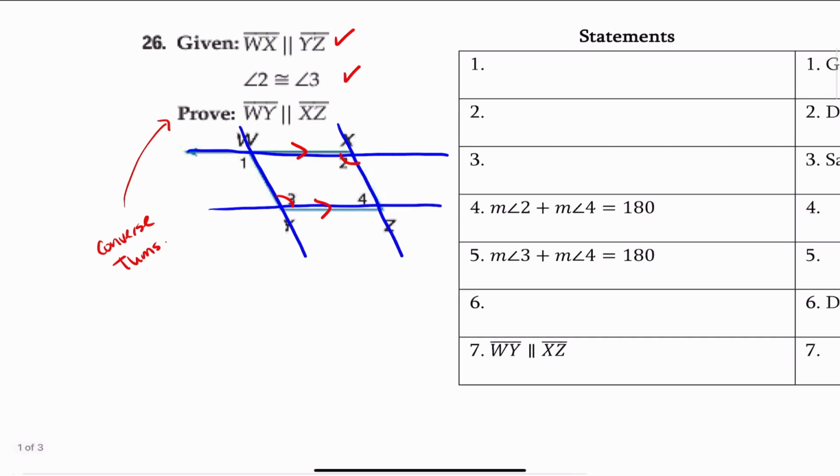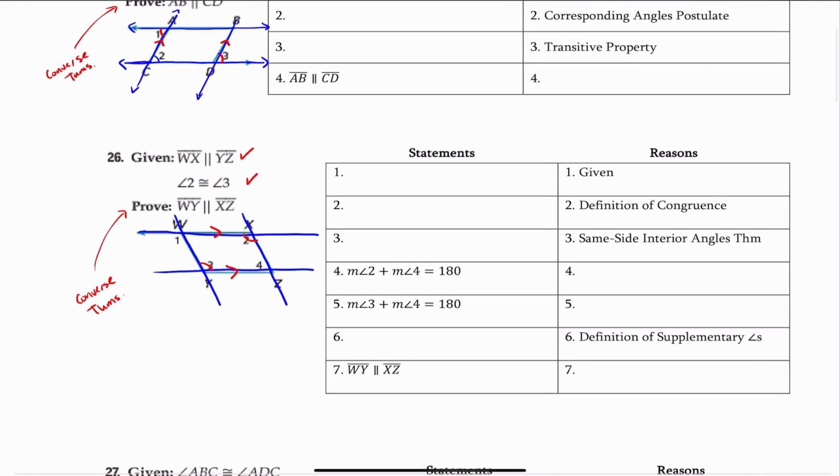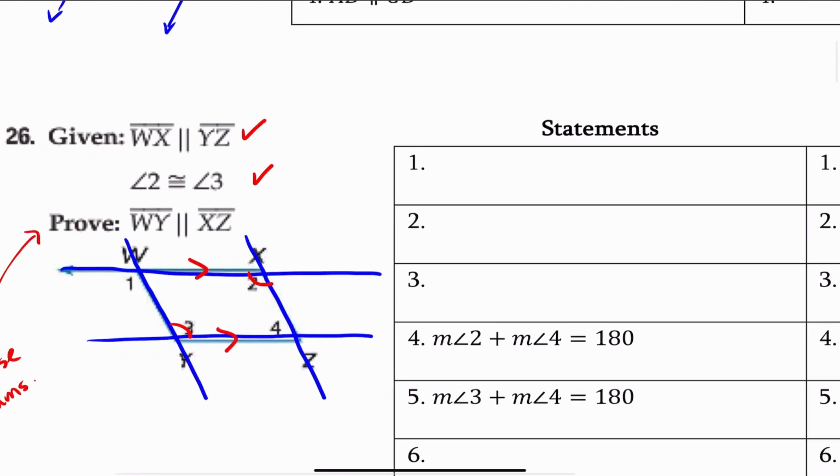So let me go ahead and do this whole entire proof with y'all. Anytime that I'm given a given, all you have to do is basically copy this and paste it right there. So you're plagiarizing. So let's plagiarize. Let's cheat. So segment WX is parallel to segment YZ, and angle 2 is congruent to angle 3. Okay?